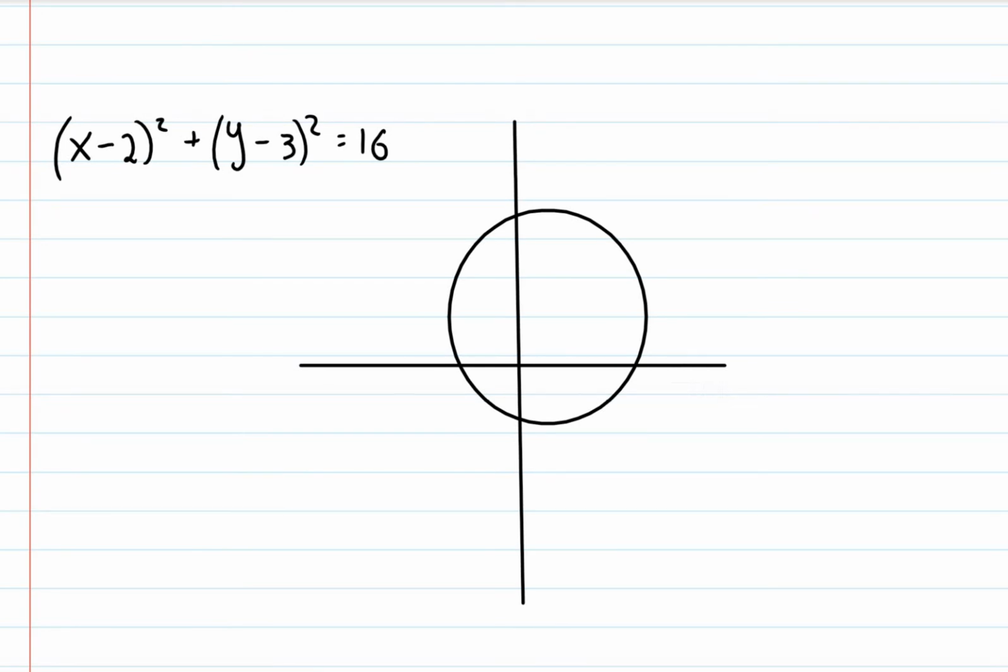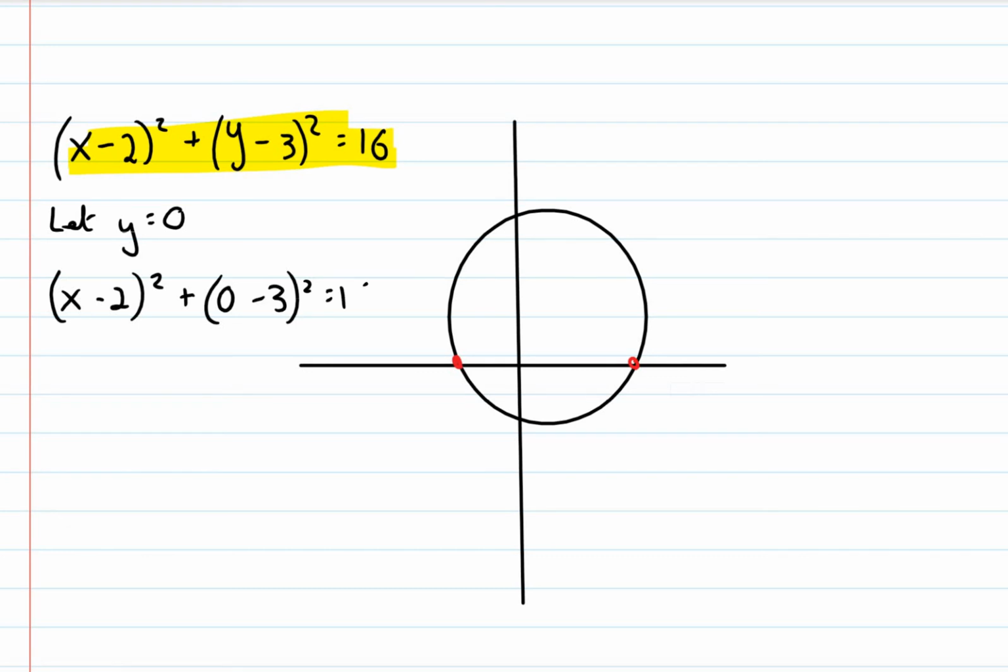In this example then, we have a circle that's not centre 0, 0. And it's x minus 2 squared plus y minus 3 squared equals 16. Again, I want to find out where it crosses the x-axis, so I want to find out what these points are. Let y equal 0. So it's x minus 2 squared plus 0 minus 3 squared equals 16.